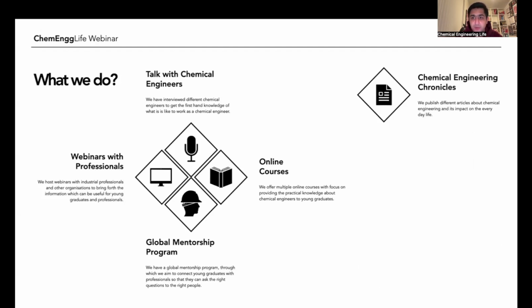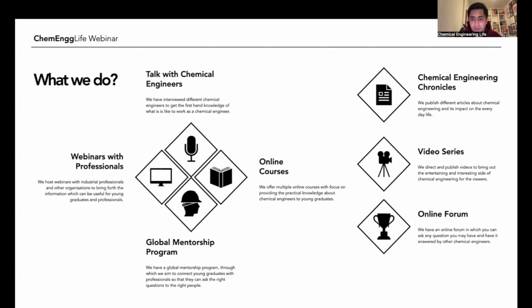And apart from these, we also have a place called Chemical Engineering Chronicles, where we publish different articles about chemical engineering and how chemical engineering impacts our everyday lives. We also have multiple entertaining video series, which you can find on our YouTube channel, where we talk about chemical engineering in an entertaining way, and also in a more informative way, so you can learn more about chemical engineering. And finally, we have an online forum at the website where you can go and raise your questions and also answer the questions that have been raised by other chemical engineers. So this is a quick summary of what we're doing over here at Chemical Engineering Life.